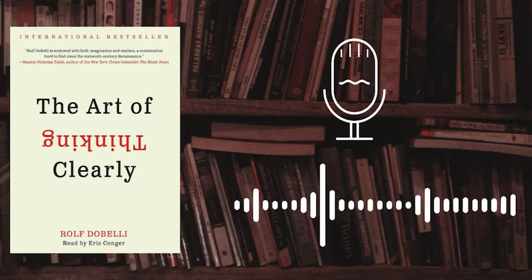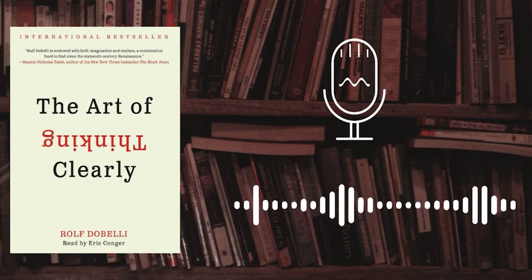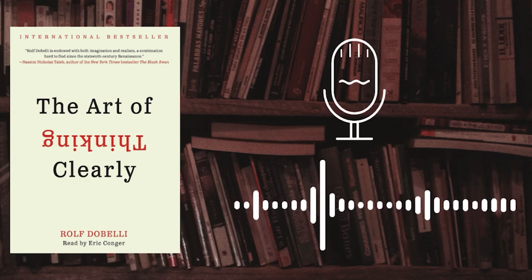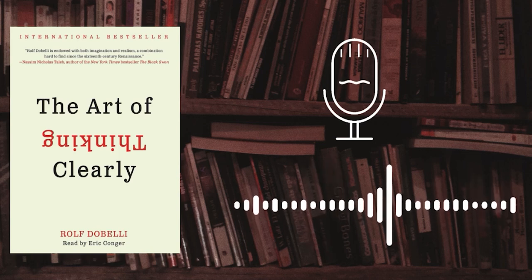Effect heuristic. The effect heuristic is the tendency to rely on emotions to make decisions. This can lead to irrational choices based on immediate feelings. Recognizing the effect heuristic helps us incorporate rational analysis into our decision-making process.